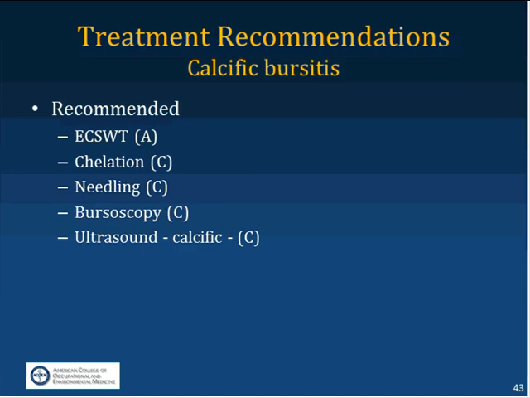For calcific bursitis, interestingly enough, the last time we did this, there wasn't any evidence for extracorporeal shockwave, but now there's A-level evidence for this. Chelation therapy has C-level evidence. I think there's some questions about that. The same thing with trying to break it up with a needle, which I would presume is not a lot of fun. Bursoscopy has some research behind it, as does ultrasound.